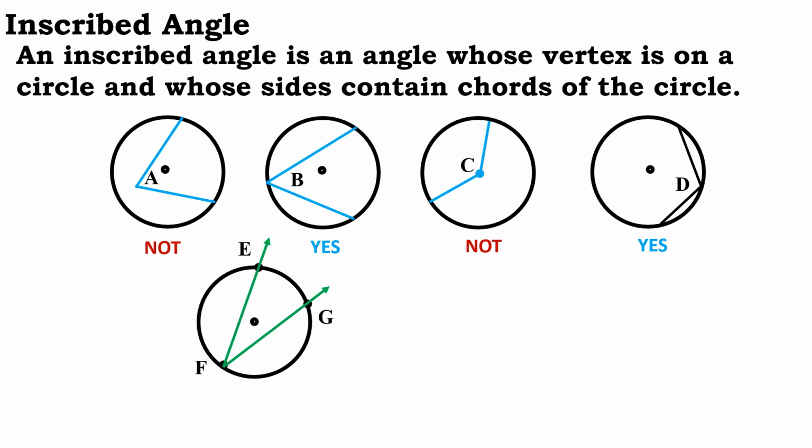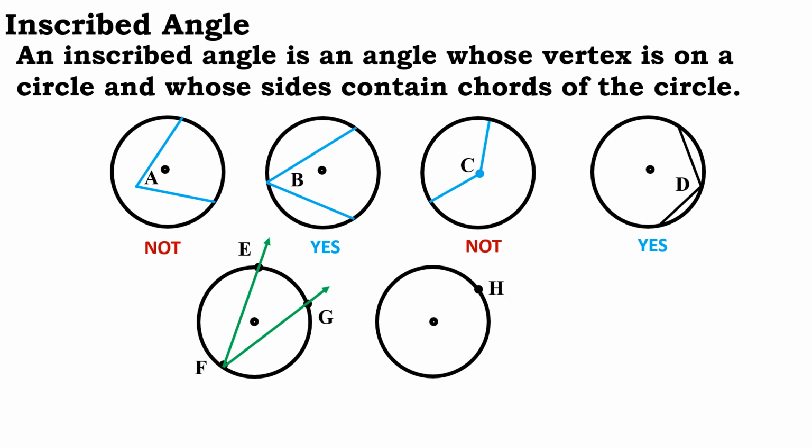Angle EFG is an inscribed angle and its intercepted arc is arc EG. The center of the circle is in the interior of the angle. So, kung napapansin nyo, nasa loob ng angle yung center nung circle.